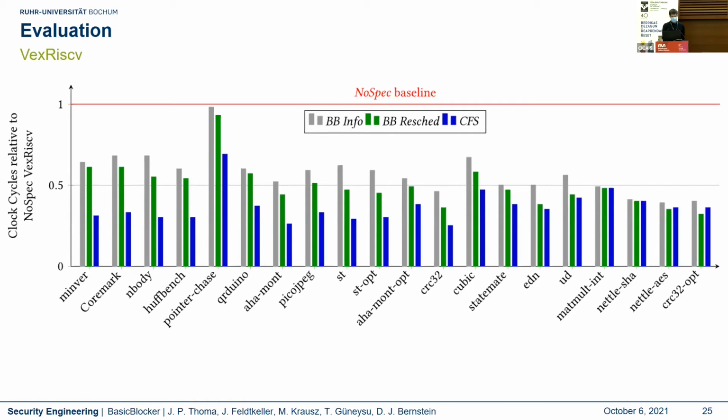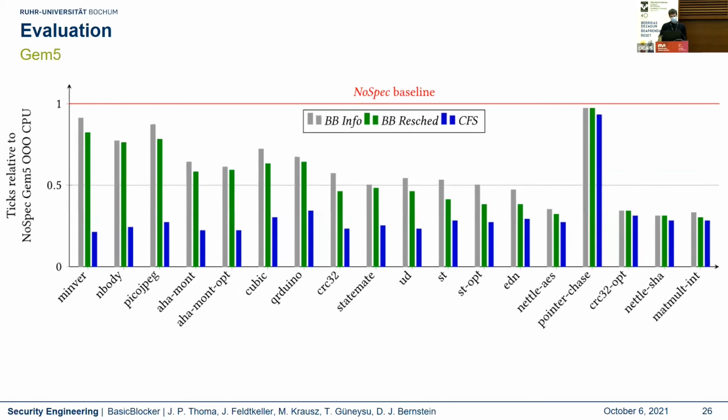And as we can see, there are a lot of benchmarks where control flow speculation really is better than basic blocker, but we also have some cases where basic blocker is equally good or even better than control flow speculation. And then we have the same graph for the gem5 implementation.